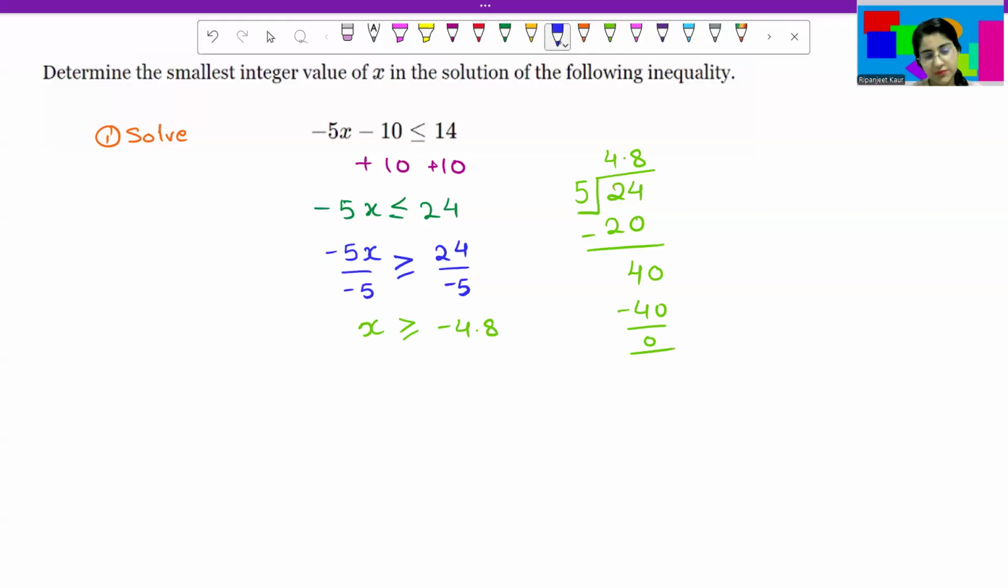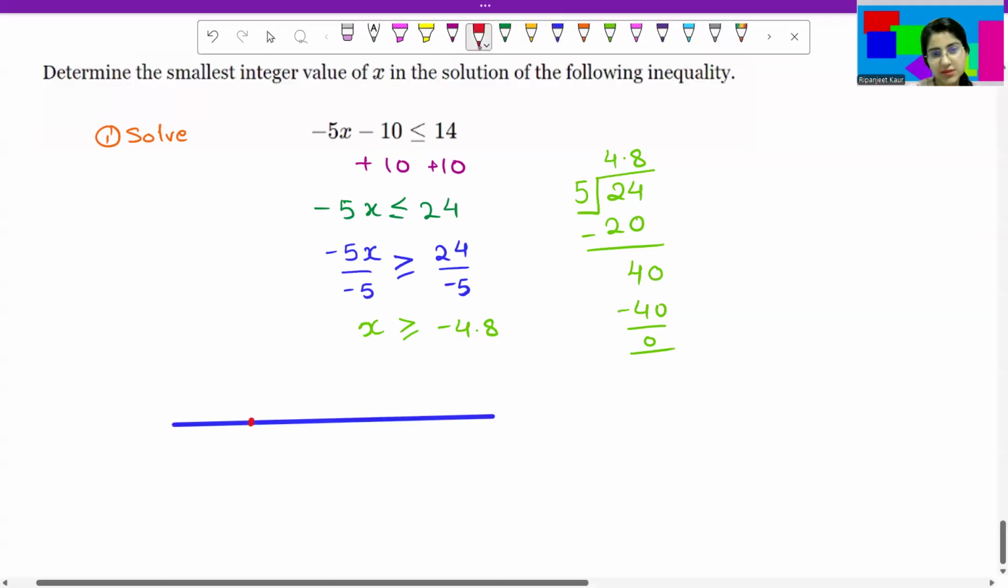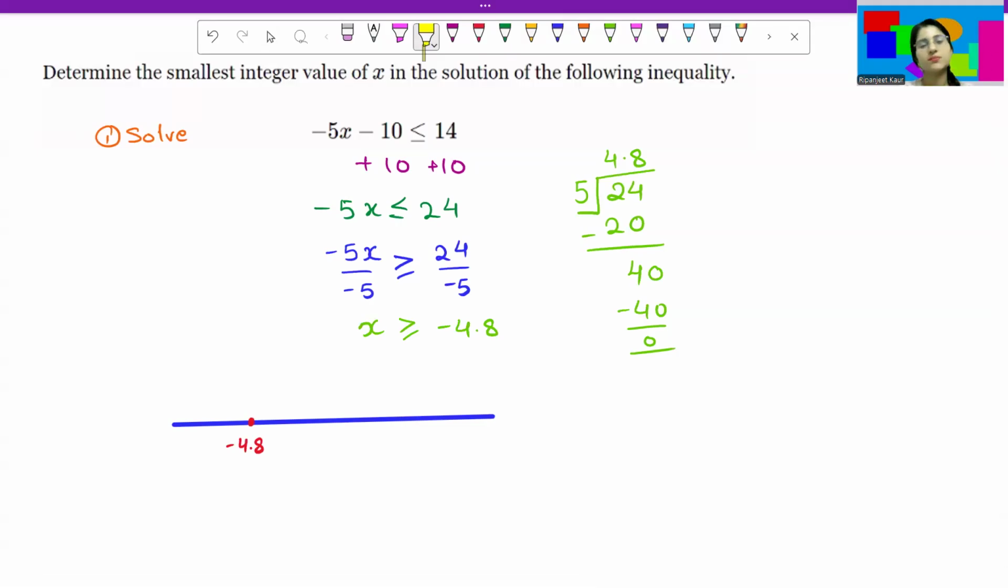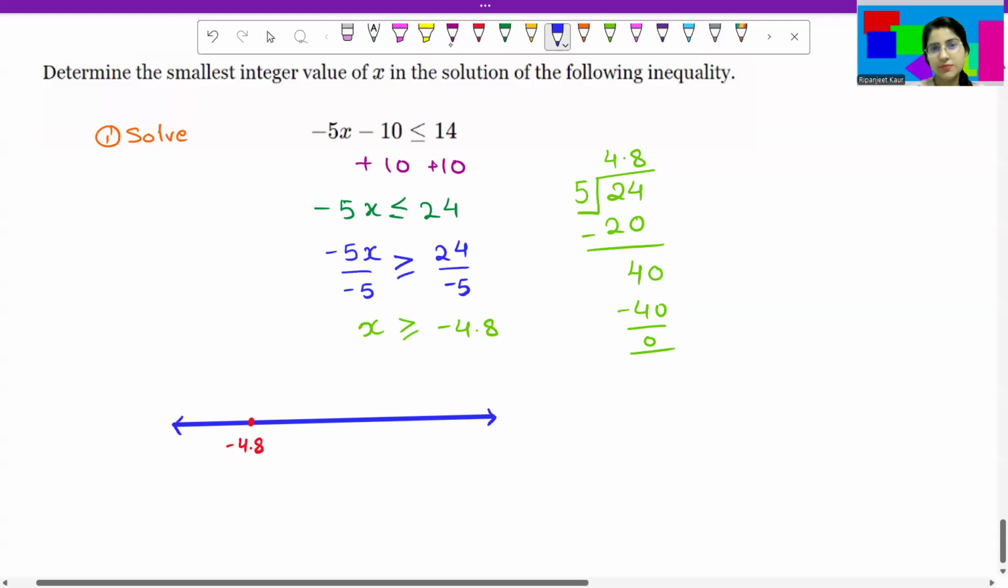So over here, if we draw it on the number line, as there is no interval given, we just know that there is somewhere negative 4.8. Let's say this is the negative 4.8. They are saying all the solutions of x are greater than or equal to negative 4.8. So is it going to be the left? Is it going to be the right? It would be on the right because it's greater than. Very good. So all these values are going to be the answer for this.